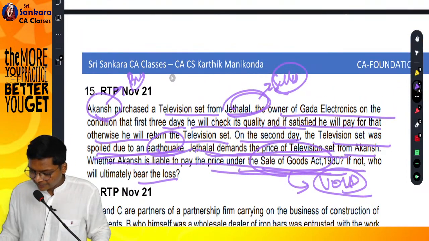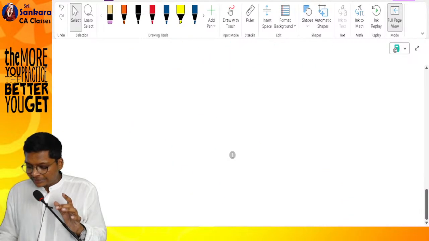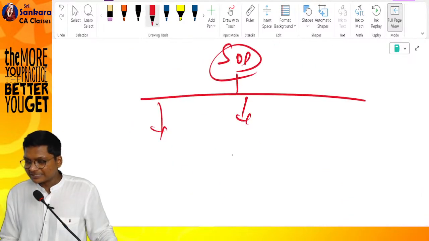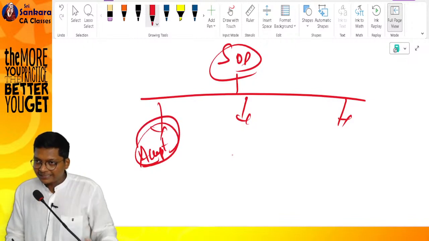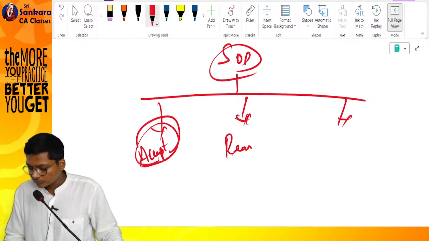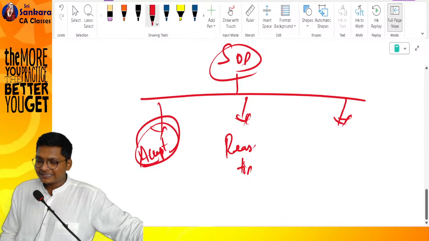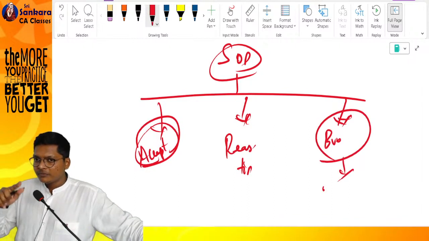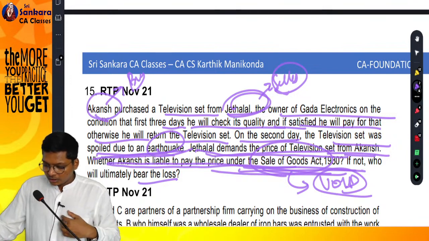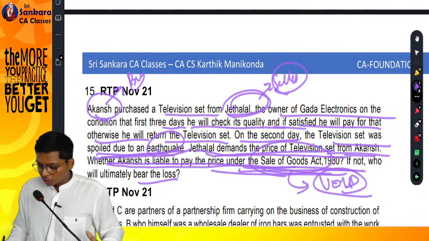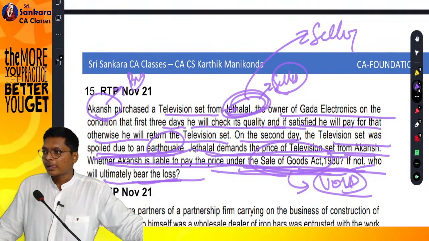Now, what is the answer? Whether Akash is liable to pay the price under the Sale of Goods Act. Let me think. This is a sale or return basis. Ownership is transferred if you accept, or second, if you keep it beyond reasonable time. Here the time is 3 days and it is only the second day, so it is not even beyond reasonable time. Third case, the buyer does something to the goods which is equivalent to acceptance. Here, the buyer is not doing anything. It's happening by nature. Therefore, is the ownership transferring? No. So, is he liable? No, he is not liable. If not, who will ultimately bear the loss? The seller will bear the loss.